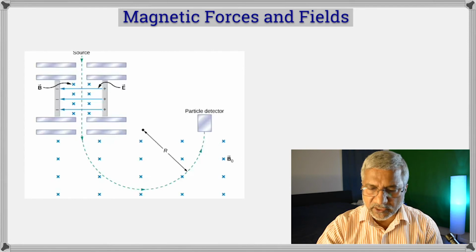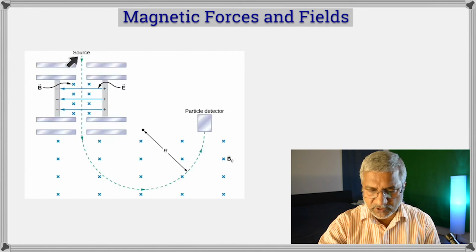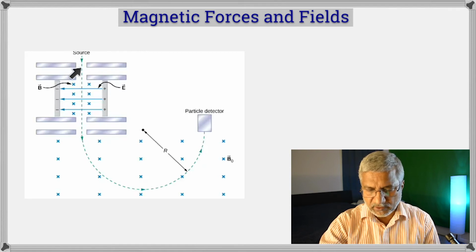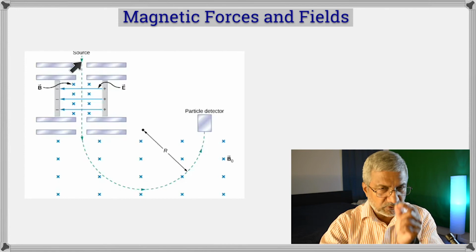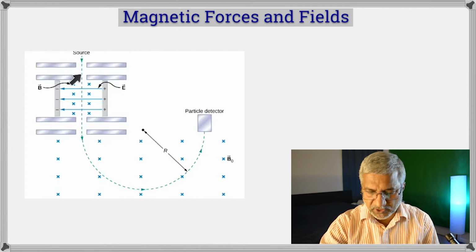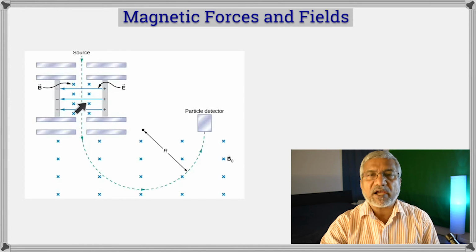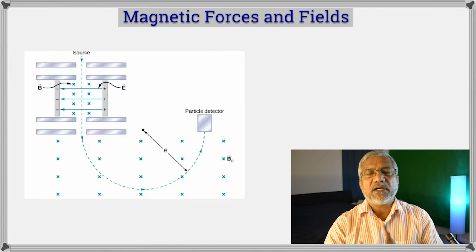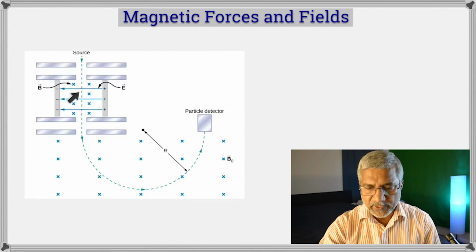So here is the construction. First, you have a source that produces charged particles, and then they come in through what is called a collimator. Anyway, so you get a fine pencil of charged particles. They enter a space. Look at the space. In this space, you have an electric field and a magnetic field. But these two fields are perpendicular to each other.